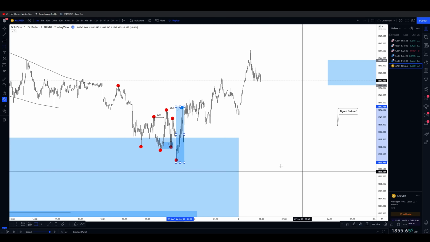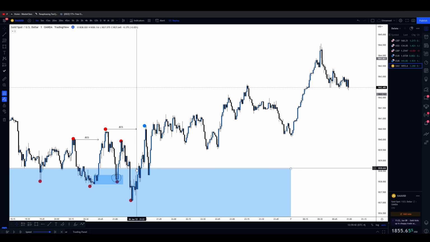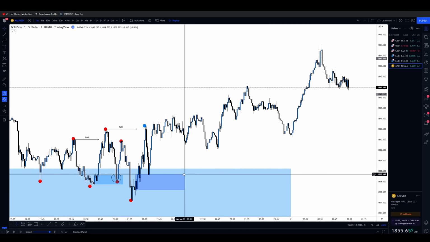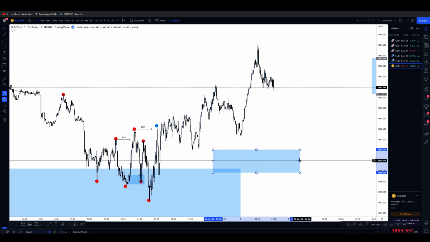And then price just kept on continuing. At this point, I saw that this OB was mitigated. This OB was mitigated. So what can I do? What I saw was we had this 1 minute point of interest right here, which hadn't been mitigated yet.